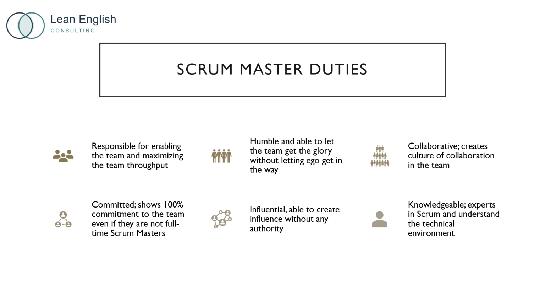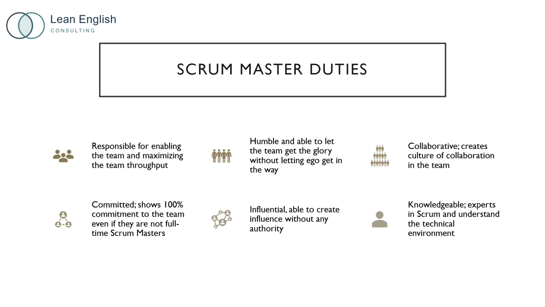The Scrum Master is trained to be an expert in team management, not necessarily in software development. Their role is described as a servant leader because they are responsible for enabling the team and maximizing their output. They need to be humble and let the team get the glory without letting ego get in the way. They need to be collaborative and not competitive with the team, looking for win-win situations.